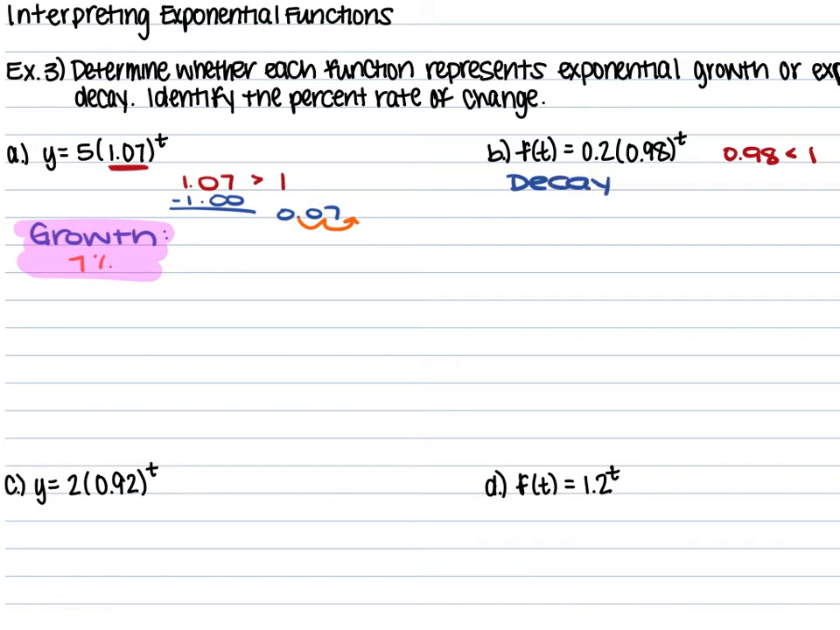To find what our percent was of that decay, because the number is less than 1, we're going to take 1 and subtract the number inside the parentheses from 1. So 1 minus 0.98 will give us the decimal form of the percentage that we're decreasing by. We get 0.02. We move that decimal point 2 places to the right, so that's 2%. So we have a decay of 2% for this one.